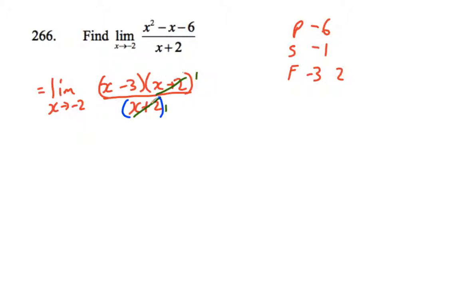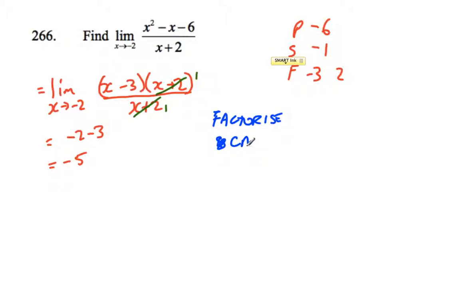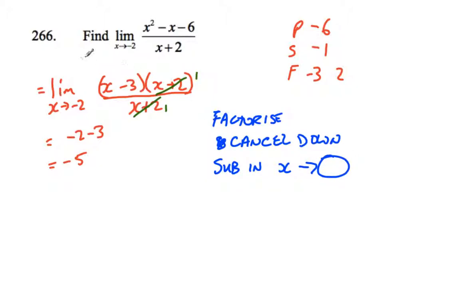So now, once we've cancelled out the two x plus 2 brackets, we can substitute in, instead of the x, a minus 2 in there and have minus 2 minus another 3, making minus 5. So we factorize, we look to cancel. I don't think there's any s's in cancel. Cancel down, and then we can substitute in the x approaching whatever value we're talking about and get a final result there.